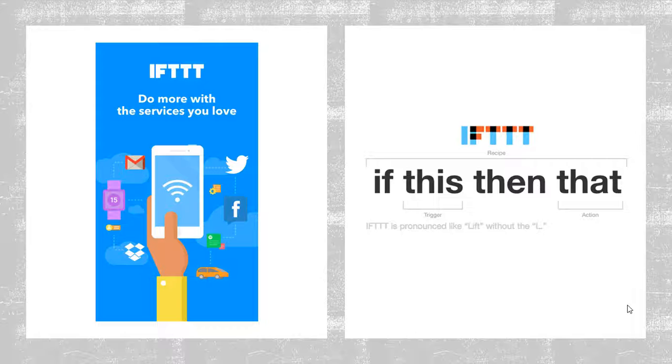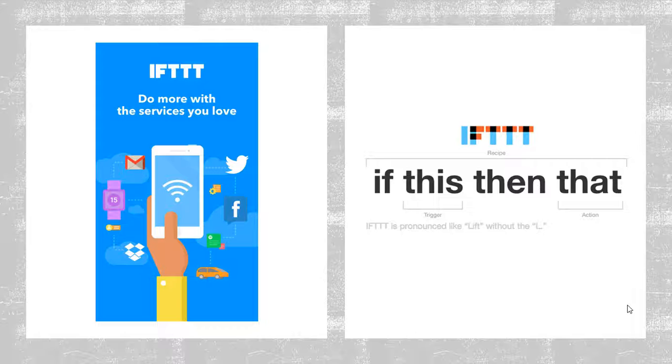Triggers are the this part of an applet. They are the items that trigger the action. For example, from an RSS feed, you can receive a notification based on a keyword or a phrase. Actions are the that part of an applet. They are the output that results from the input of the trigger.